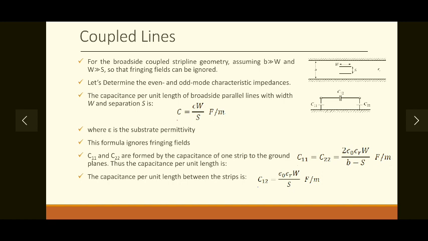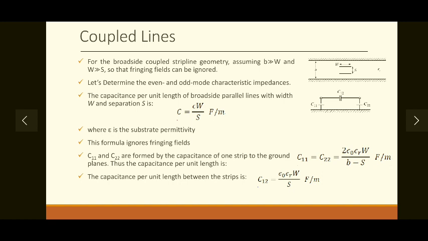Okay, 1 meter unit length is considered, then the capacitance is given by epsilon W upon S. W is the width of a strip conductor, S is a separation between two conductors, and epsilon is a dielectric substrate's permittivity. It ignores the fringing fields. Okay, C11 and C22 are formed by the capacitance of one strip to the ground. Thus, the capacitance per unit length, C11 or C22, is given by 2 epsilon 0 epsilon r. Epsilon 0 is a permittivity of the free space.